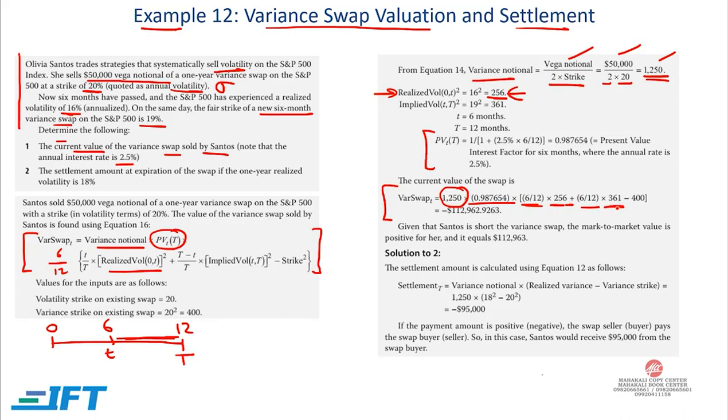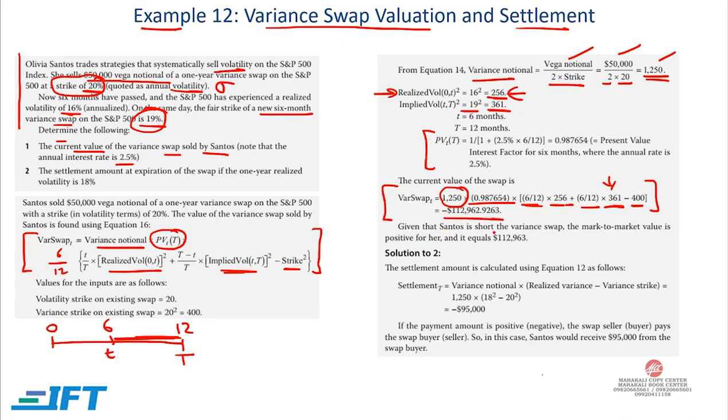So 361 has to do with the implied volatility. We are told that the implied volatility over the remaining 6 months is 19. The square of 19 is 361. So that's over here. And then we need to subtract the variance strike, and that is 20 squared, which is 400. So that's coming from here. So the strike of 20% quoted as annual volatility, we need to convert this to a variance, and to convert to variance we make it 20 squared. So this formula is not as complicated as it looks. We plug in the numbers and get this number.